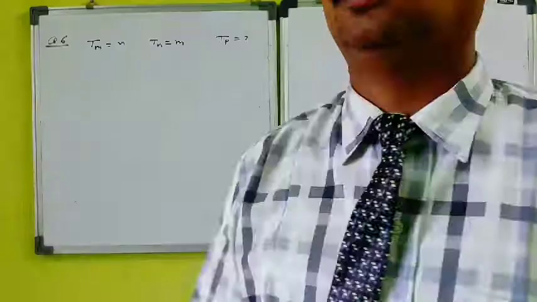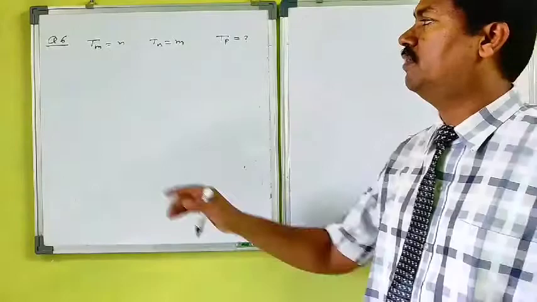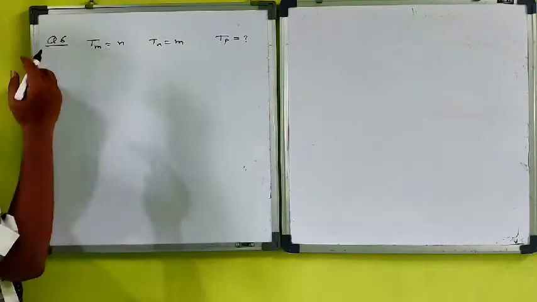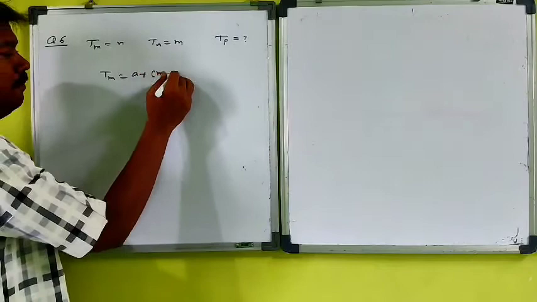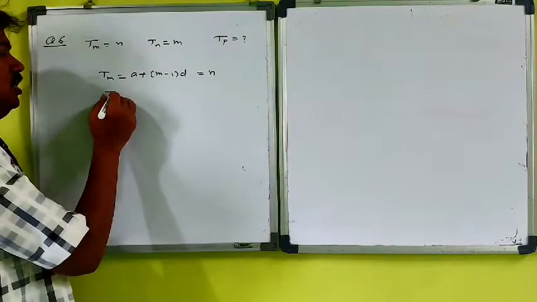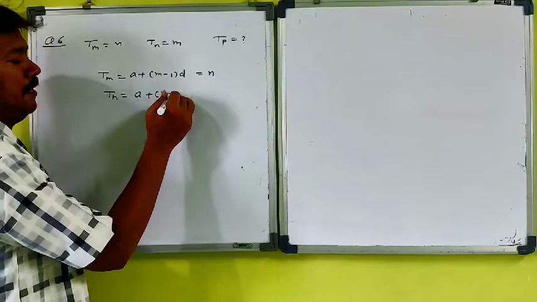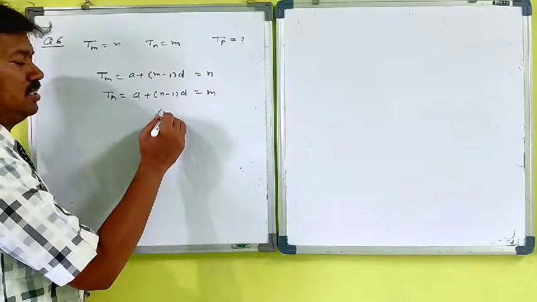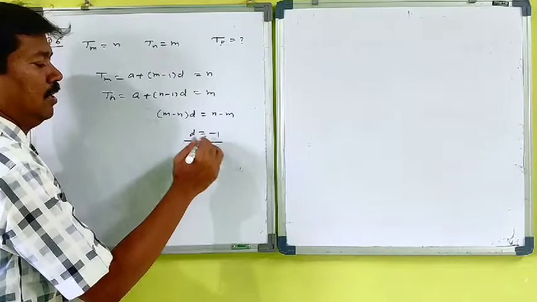Yes, the next question. It is given that Tm is equal to n, Tn is equal to m, then what is Tp? So again, the same formula which is used in the previous case. Tm is a plus (m minus 1)d, and the value is n. Similarly, Tn is a plus (n minus 1)d, its value is given as m. Subtracting these two, m minus n times d is equal to n minus m. So d should be equal to minus 1.